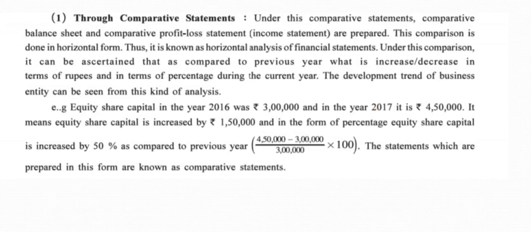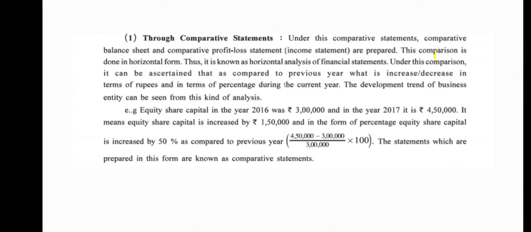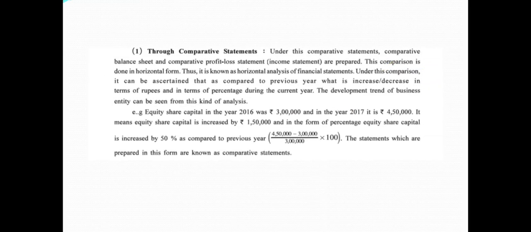Now if we want to find this in terms of percentage, then 1 lakh 50,000 is the increase on 3 lakhs. So 1 lakh 50,000 upon 3 lakh into 100 and you get 50%. So this is called comparative statement, which is prepared in horizontal form. We will learn about this in detail when we will be doing practical sums. Let us talk about the common size statement.